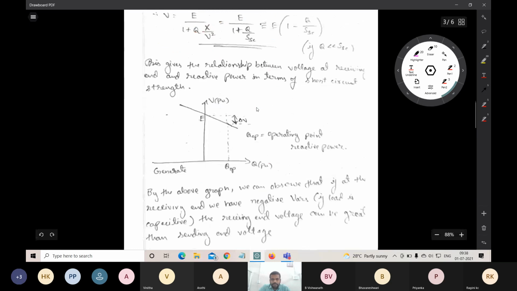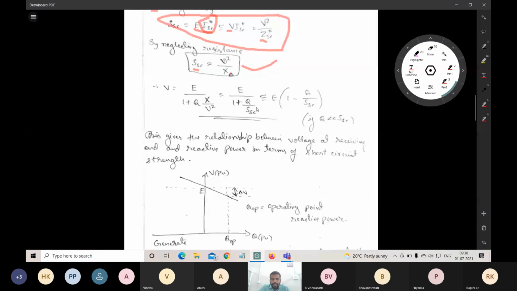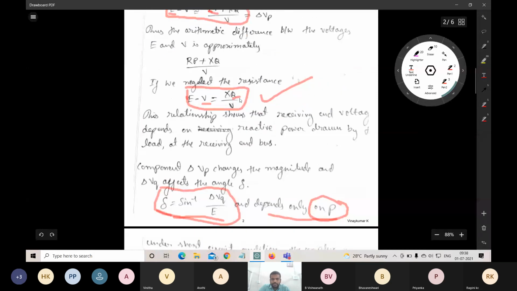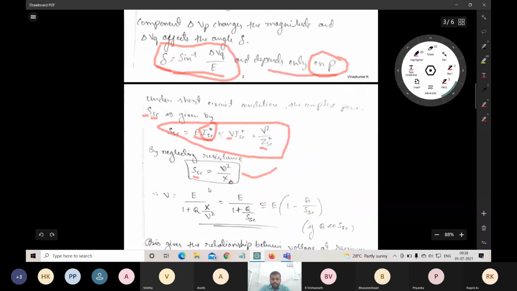Okay, it's an important concept actually. V is equal to E divided by 1 plus Q by V square times x. That is substituted in this equation: E minus V is equal to xQ by V. I have just substituted this V square by x in this equation. So x by V square will be given by SSC. So E divided by 1 plus Q by SSC, everything is same.